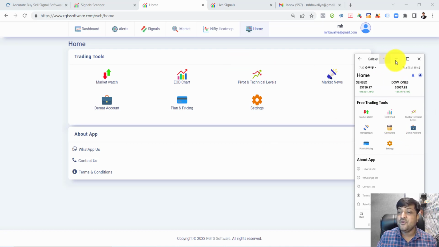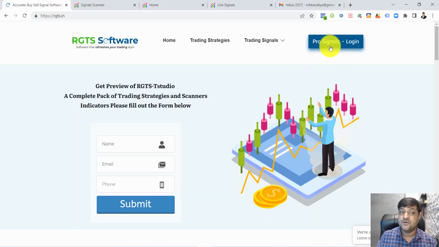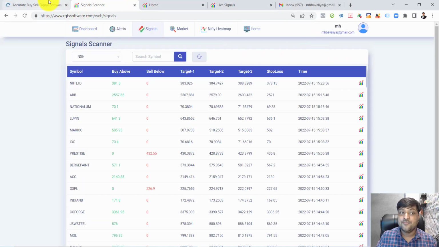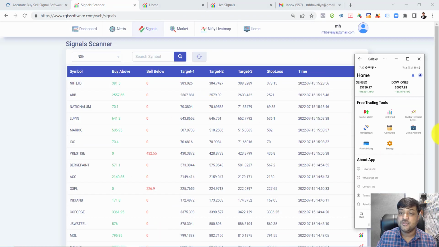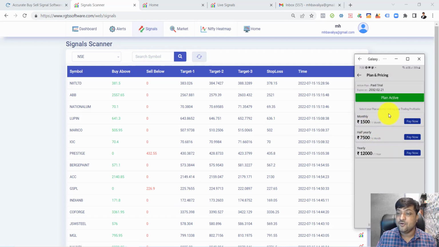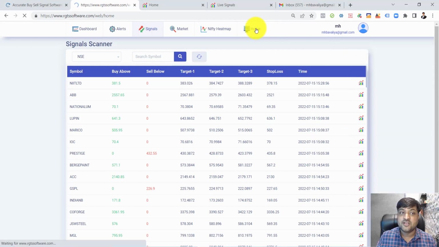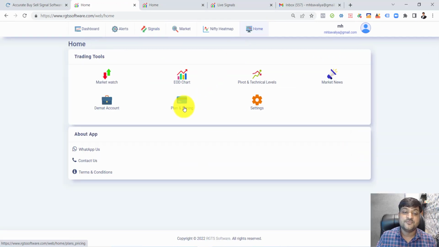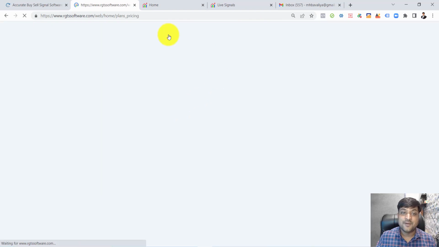Okay, and if you are a mobile user, you are able to use the same user ID and password on the website. If you are a website user, with the same user ID and password, you can use your mobile version. Okay, and if your trial is over, the plan and pricing is also available in the mobile application, and also on the website there is the home option. You get the plan and pricing.